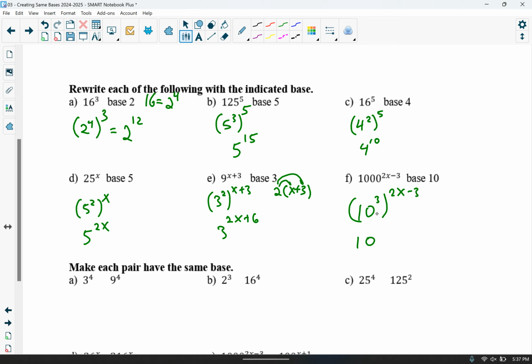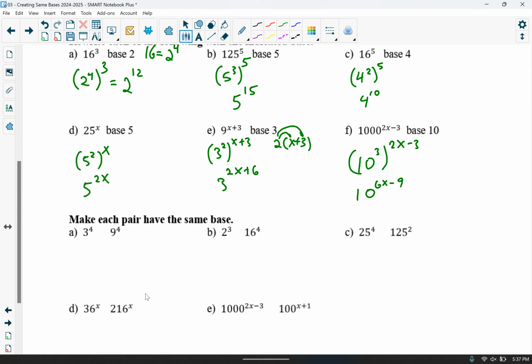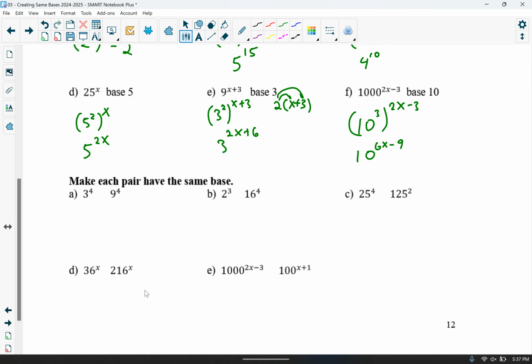So that's going to be 10 to the 3 times 2x is 6x. 3 times negative 3 is negative 9. Okay. So leveling up a little bit here, now we're going to look at pairs of numbers and decide what base to write them in so they have the same base.